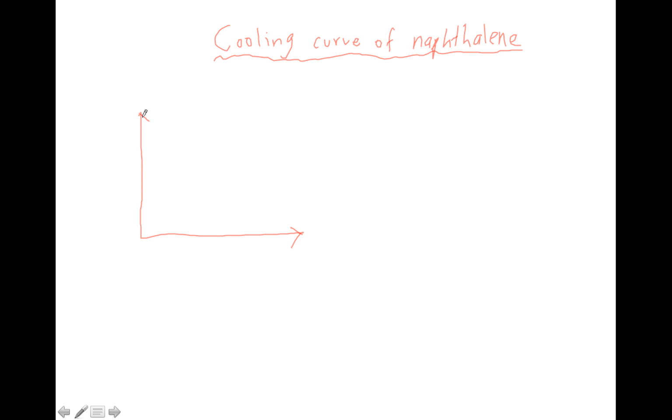So cooling curve of naphthalene, again, x-axis time in minutes, y-axis temperature, Celsius. Okay, now let's think logically. We're cooling naphthalene. In the opposite scenario, we were heating naphthalene. Now we're cooling it. So obviously when you cool something, does the temperature increase or decrease? It decreases, right?